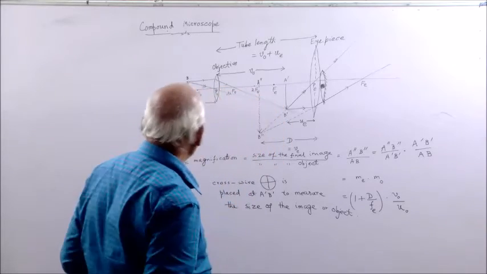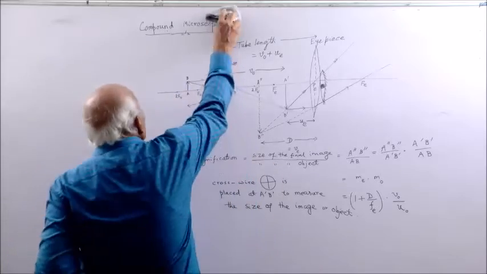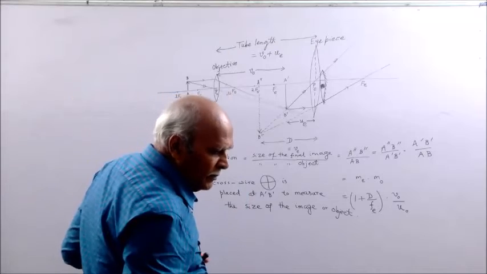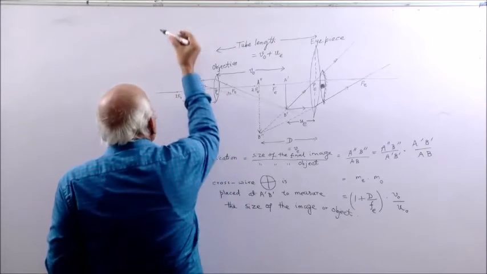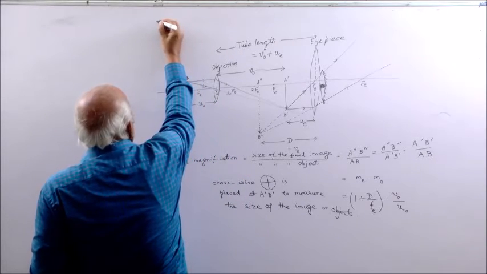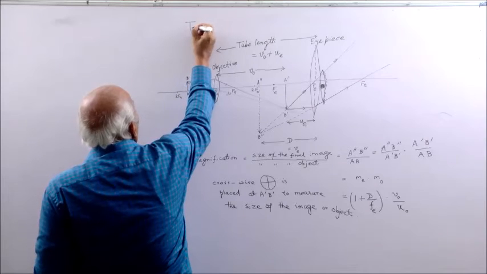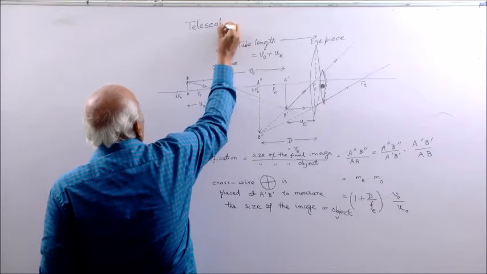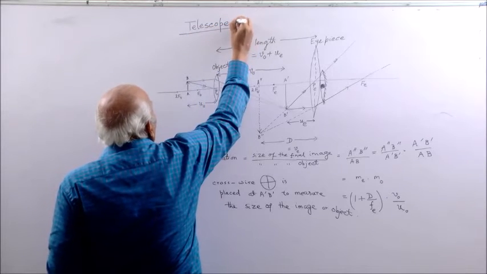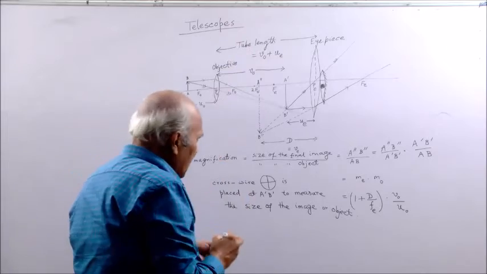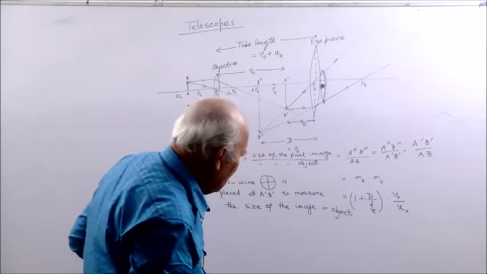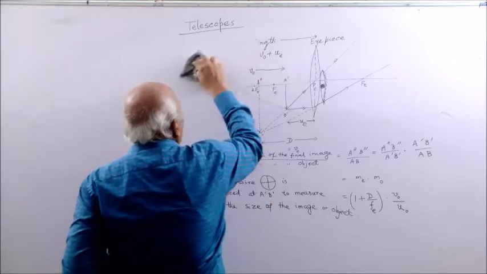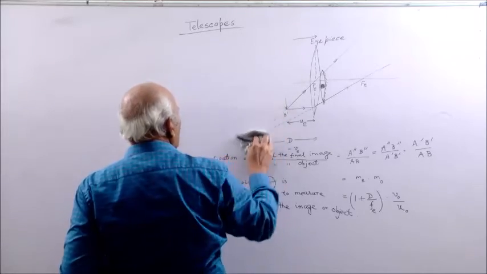And then we come to the telescope. So, telescopes are instruments which can help us to measure and observe objects at a great distance. To observe at a great distance, telescopes are used.